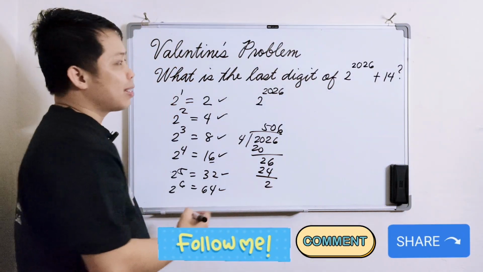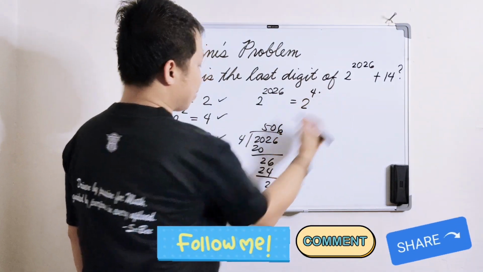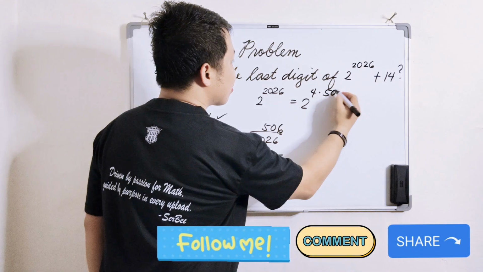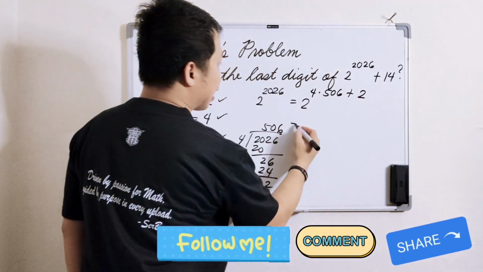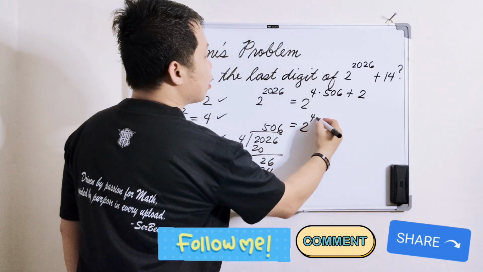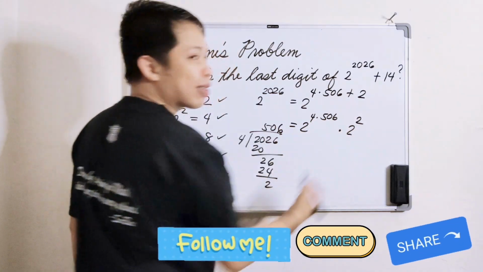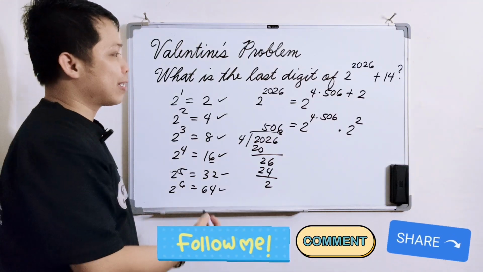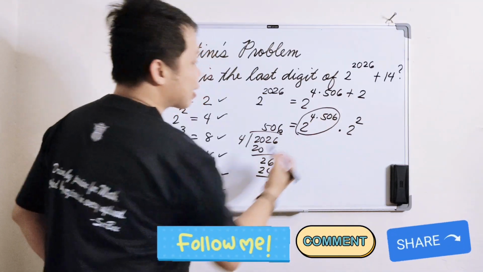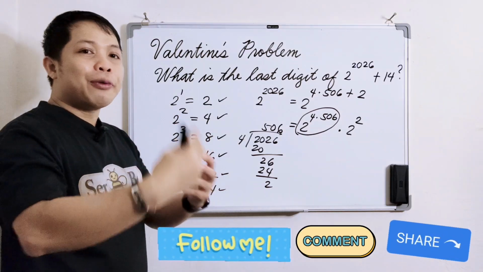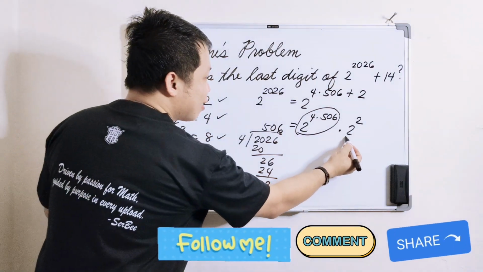2 ang remainder niya. So, ibig sabihin, this is 2 to the power of 4 multiplied by 506 plus the remainder 2. Now, we have 2 raised to 4 multiplied by 506 multiplied by 2 squared. Okay? Using the law of exponents. Now, anong ibig sabihin nito? Itong part na to, ibig sabihin, yung cycle of 4 na ulit ng 506 times. And then, babalik ka ng 2 squared.